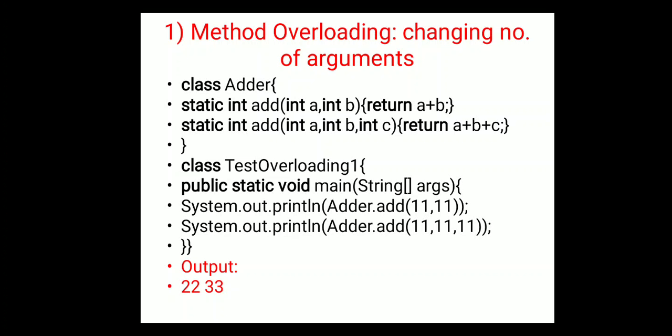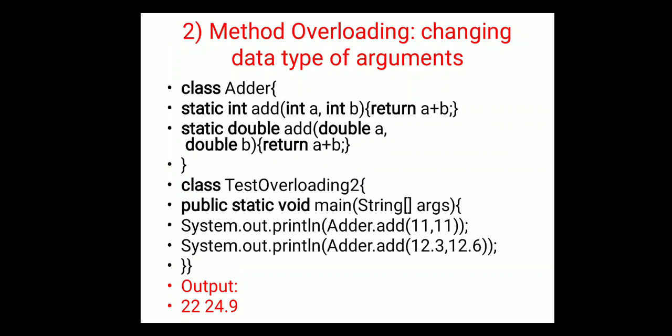Next, we will see the second way of method overloading. Second one, method overloading by changing the data type of arguments. Here in the Adder class, we had two methods. The first method has two parameters, both are of integer types. And in the second method, there are two parameters again, but they are of a different data type, double comma double. The first method has two integer parameters. The second method has two double parameters. So that's why these two can be overloaded.